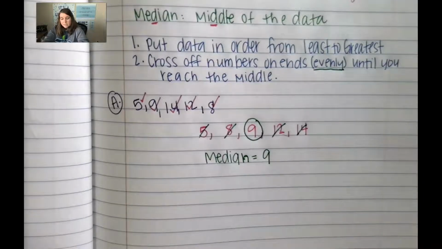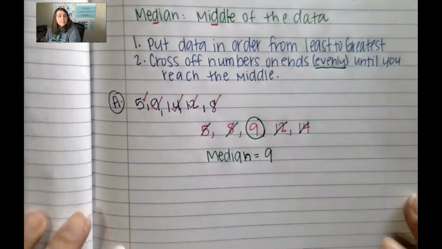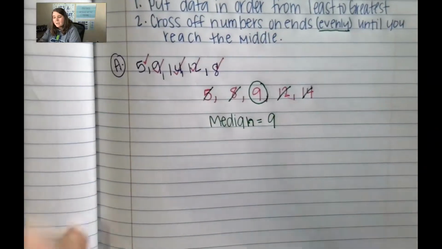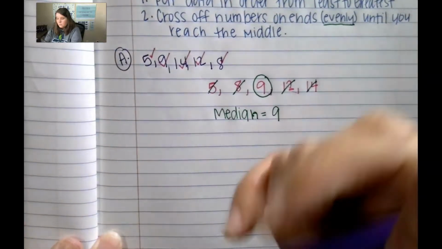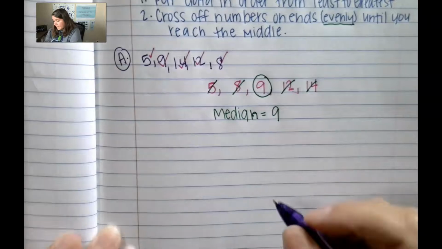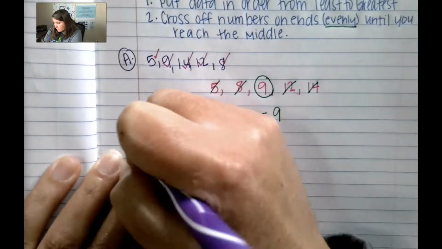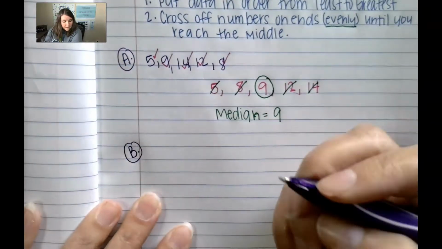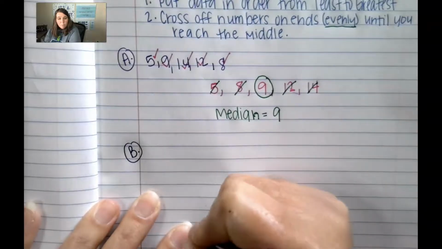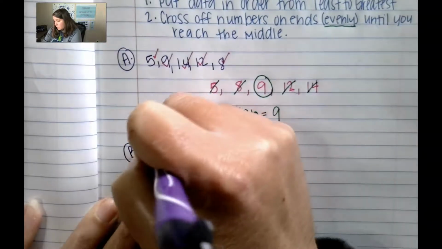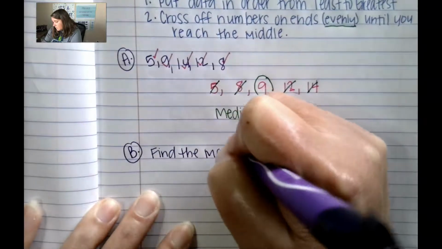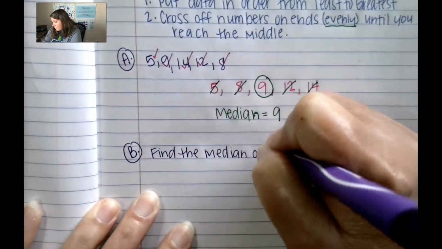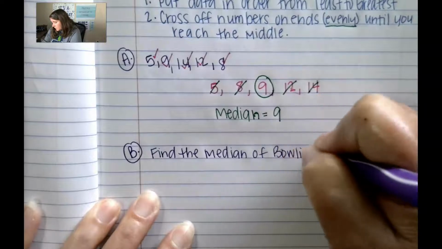Okay, let's do another example, but this time it's a little bit more challenging. The reason is because we're going to have an even number of data points. Here we had an odd number, so we hit the middle, just boom, like that. But in this example, example B, we are going to be finding the median of bowling scores.